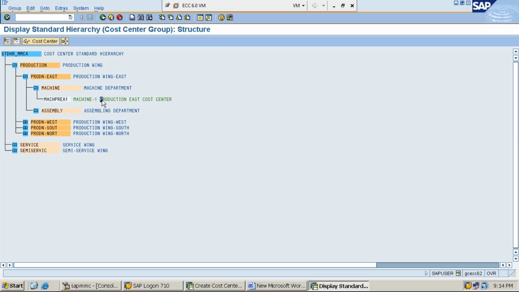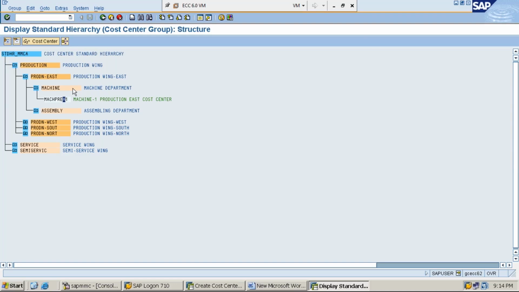Point is clear? But what will be the use of this? We have created it, but where and how will it be used? It's a very good question. See, as I was mentioning, we have created machine 1 production department under machine group. Likewise, we can have different cost centers under this particular machine east group.